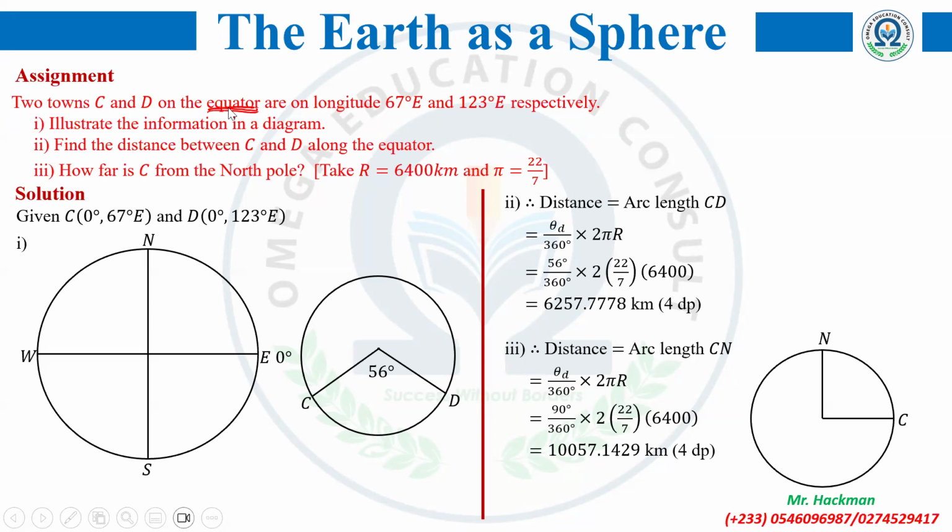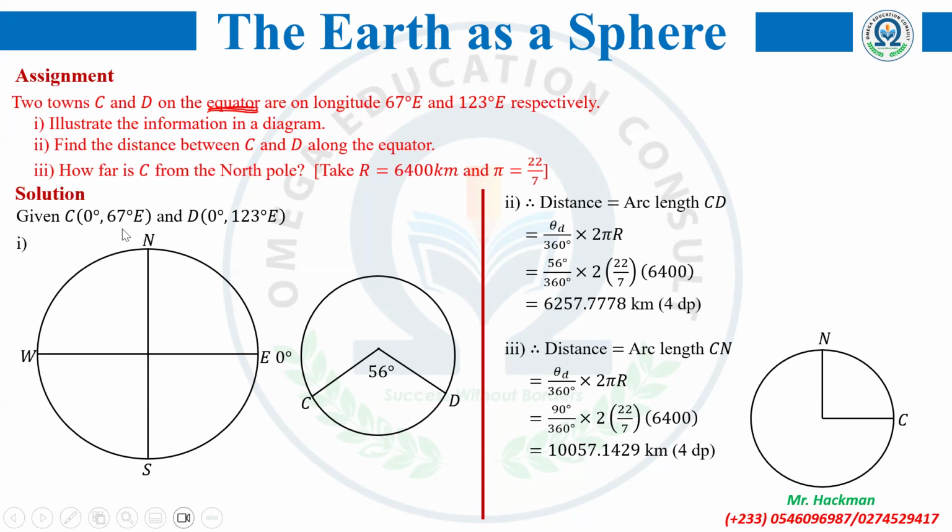We know that the equator is a latitude, so that would be 0 degrees. The equator has no direction. It's the baseline for measurement to the north and to the south, so you can't say 0 degrees north or 0 degrees south. It has no direction, so please take note of that. It will just be 0 degrees.